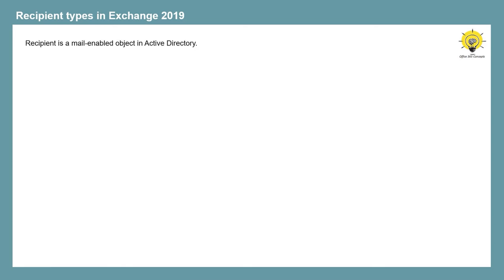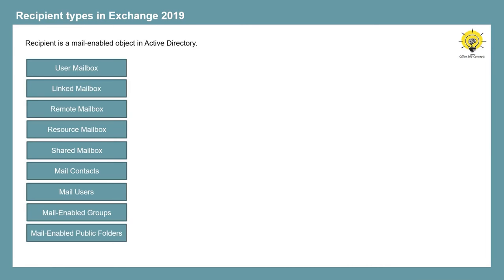Any object that has an email address assigned is called a mail-enabled object, and these objects are called recipients in an Exchange organization. In Exchange 2019, there are multiple types of recipients: user mailbox, linked mailbox, remote mailbox, resource mailboxes, shared mailbox, mail users, mail contacts, mail-enabled groups, and mail-enabled public folders. All these mail-enabled objects are called recipients in Exchange organization. So let's discuss these recipients one by one in detail.